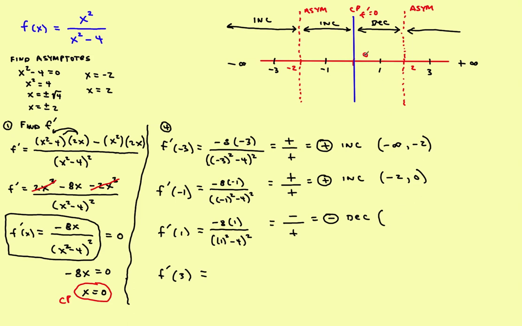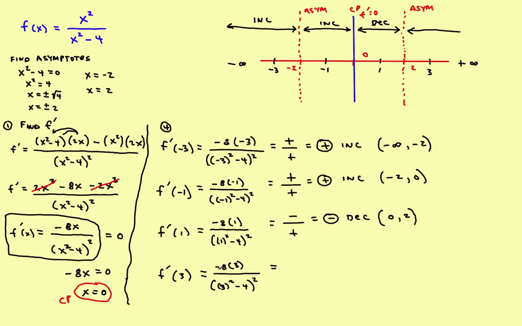So it's going to be decreasing between 0 and 2. So from 0 to 2, the function's decreasing. And then finally, in this last interval, let's go ahead and plug in a 3. So it'll be -8 times 3 divided by, pardon me, a 3 squared, 3 squared minus 4, the whole thing squared.